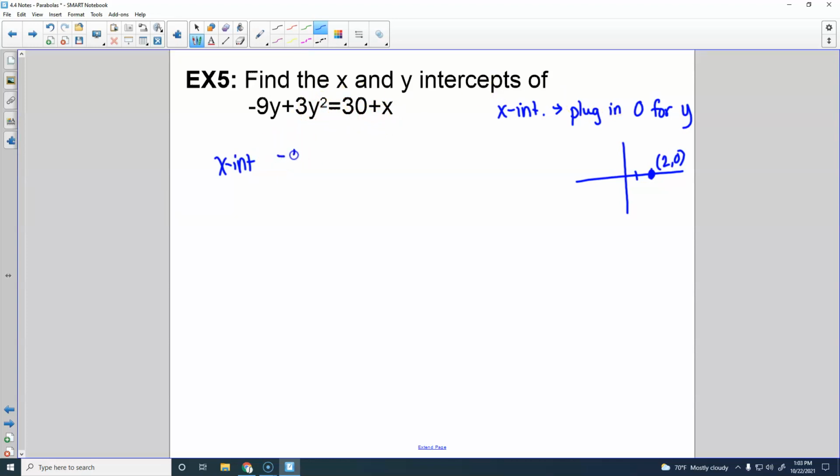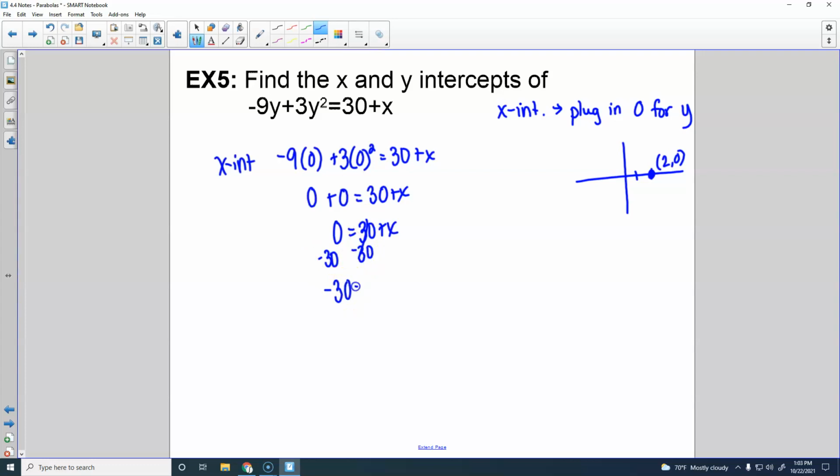So if I do that here, I'd have negative 9 times 0 plus 3 times 0 squared equals 30 plus x. And so that would be 0 plus 0 equals 30 plus x. It's just 0 equals 30 plus x. I could just subtract that 30 to move it to the other side. And I'd get negative 30 for my x. So the x-intercept would be negative 30, 0 would be my coordinates.